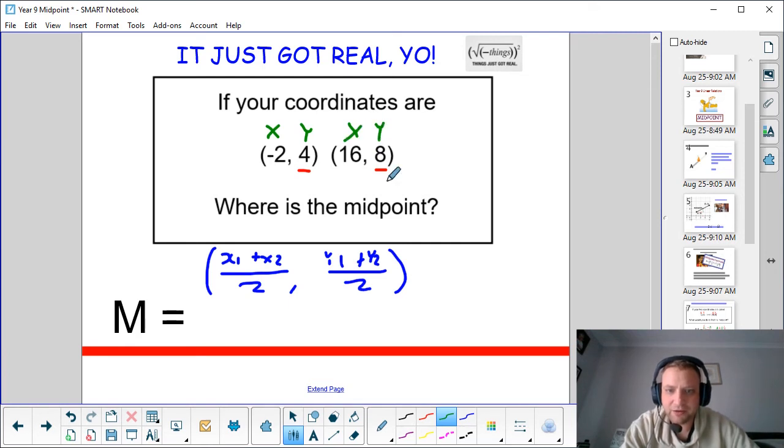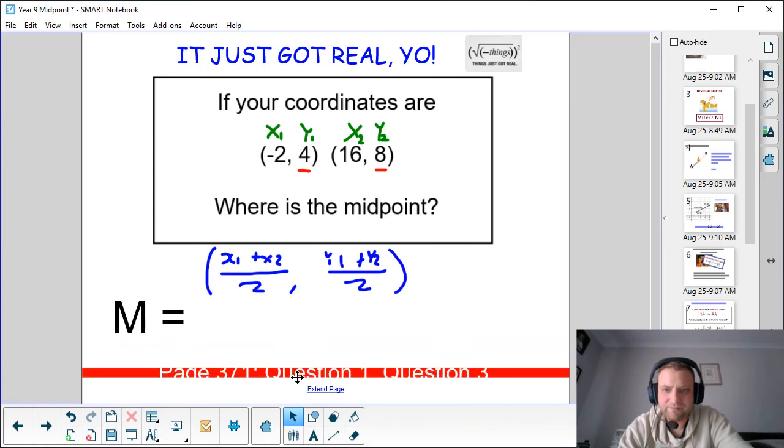And just so we can tell our coordinates apart, we call this x1 and y1 because it's point 1. This is x2 and y2. All right, so for the actual maths, we just got to put the numbers in there, add them together. Even though there's negatives, who cares? Negatives are fine.